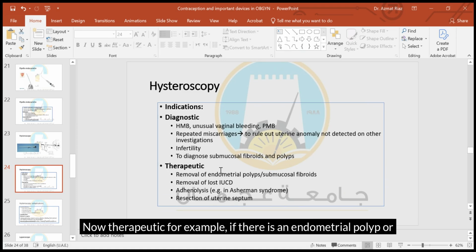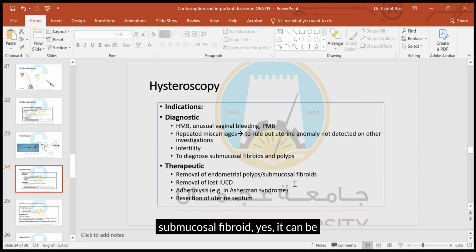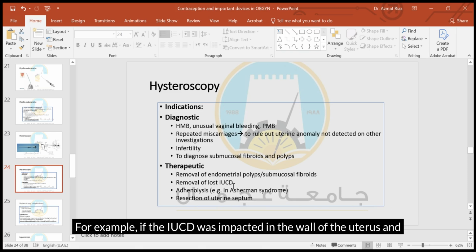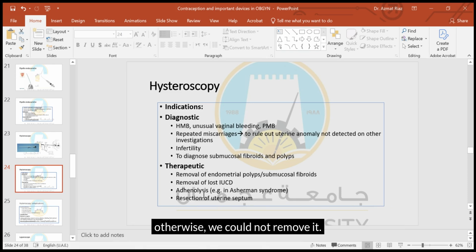Okay, now therapeutic, for example, if there is an endometrial polyp or submucosal fibroid, yes, it can be operated upon. Removal of a lost IUCD, for example, if the IUCD was impacted in the wall of the uterus and otherwise we could not remove it. Then there is this thing called Asherman syndrome.